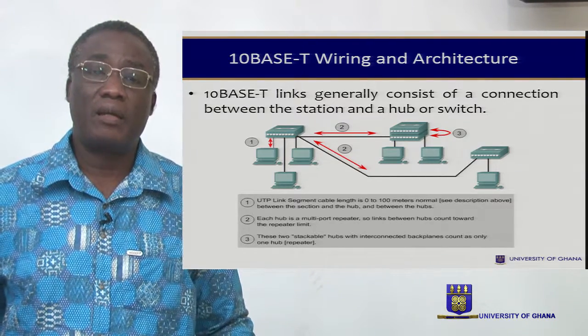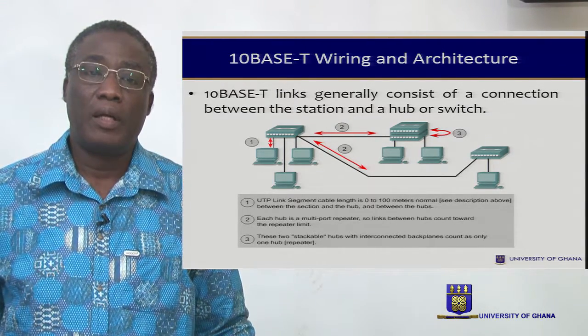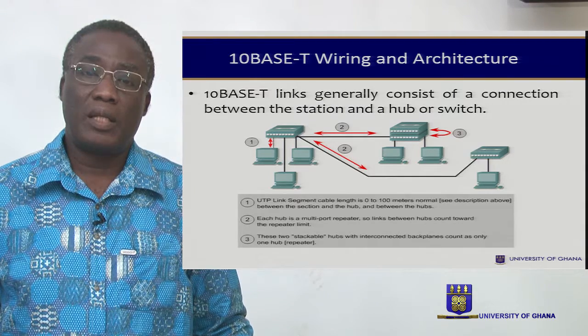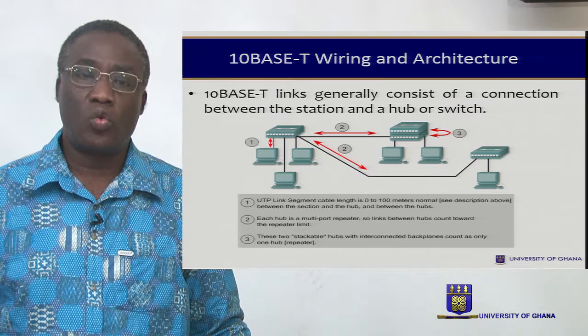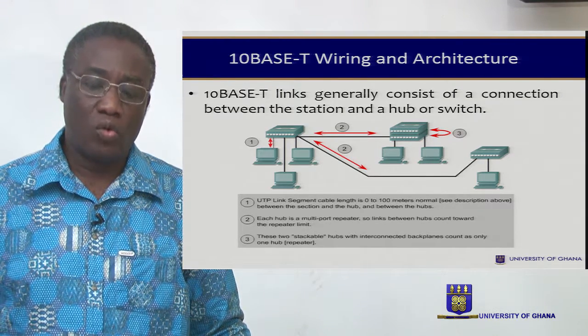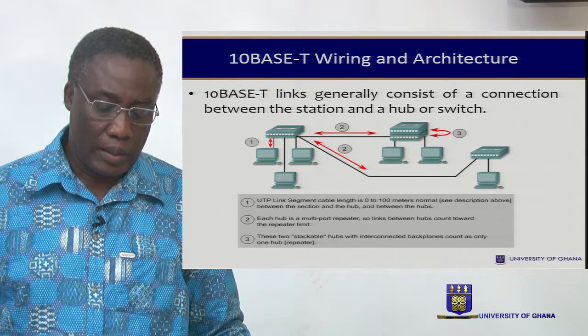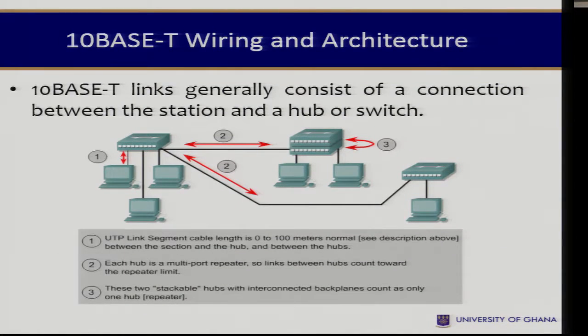What's the architecture for 10-base-T wiring? The links generally consist of a connection between the station and a hub or switch. So there is a link, and you use them to connect the stations with the switches, as you can see in the diagram.